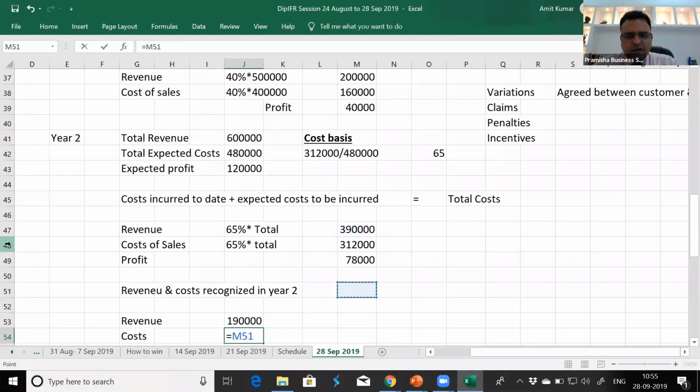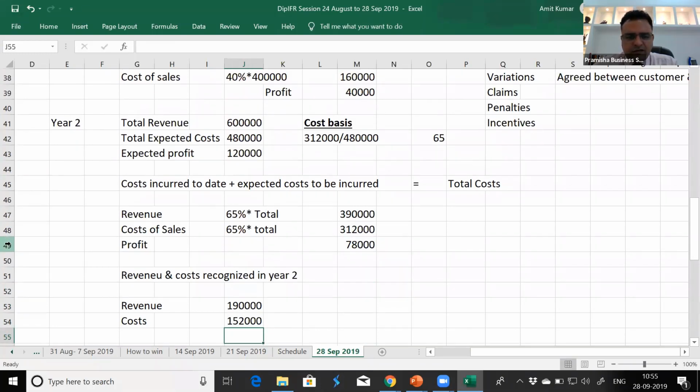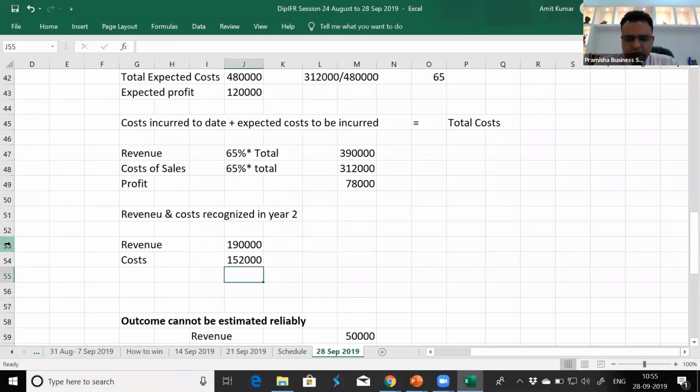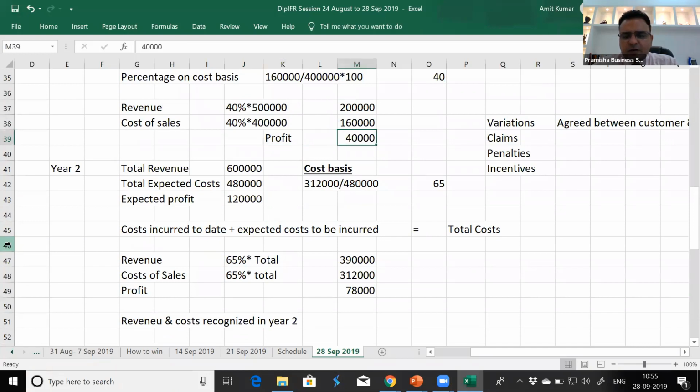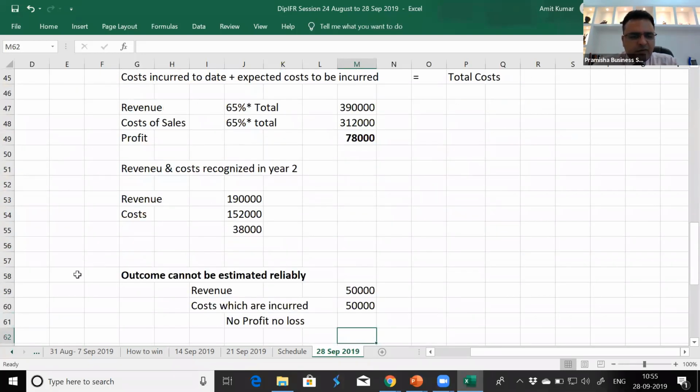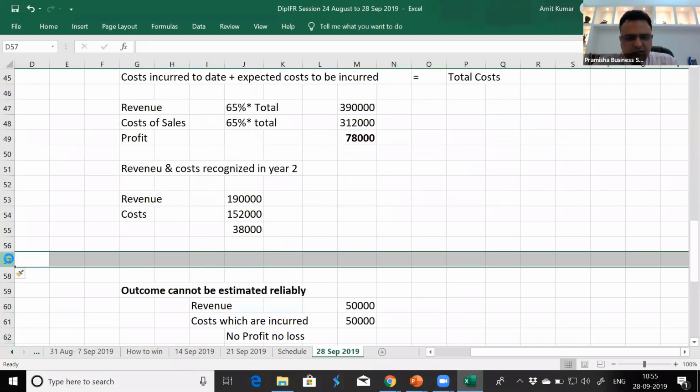Cost will be 312. The total we can recognize till date minus we've already recognized 160,000. So this year we can recognize 190 minus 152. So total profit, if you notice, we have recognized till date is 38,000 this year, and earlier we had recognized a profit of 40,000. How much profit recognized till date? Total profit recognized till date is 78,000.